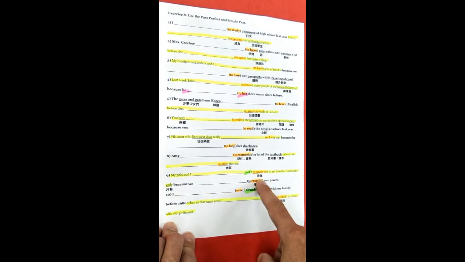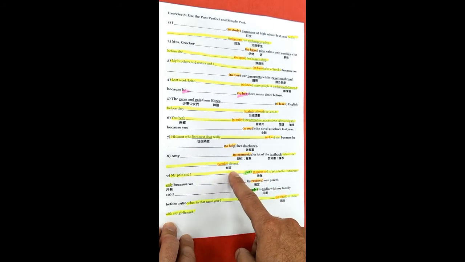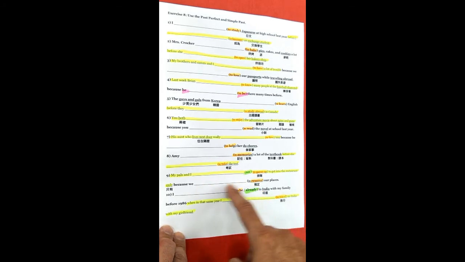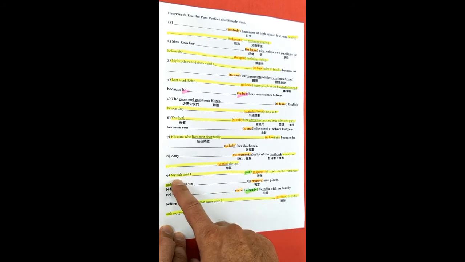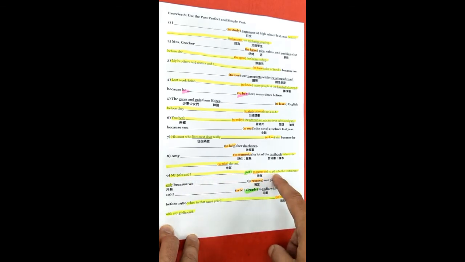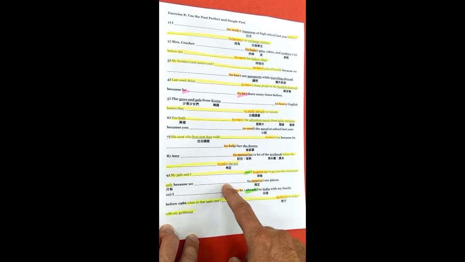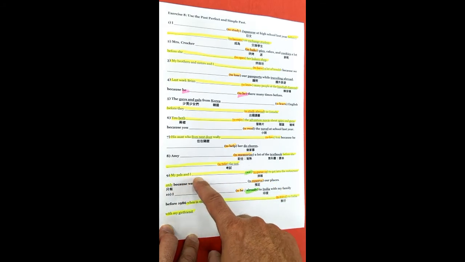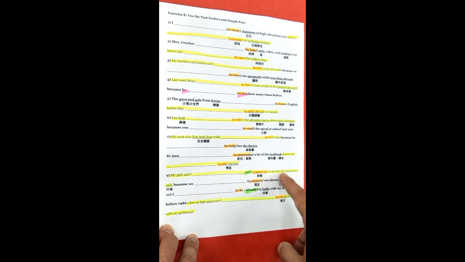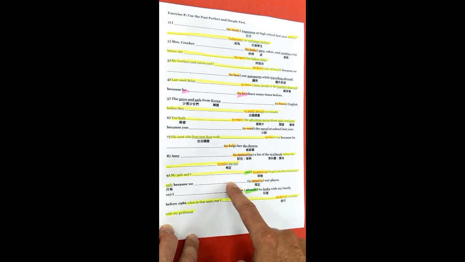Number 9. To queue up, queue up, queued up, queued up. Reserve, reserve, reserved, reserved. My pals and I didn't queue up to get into the restaurant only because we had reserved our places.